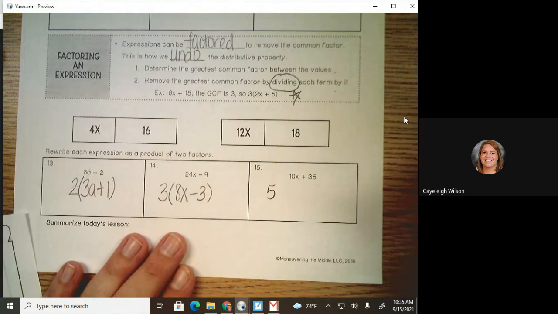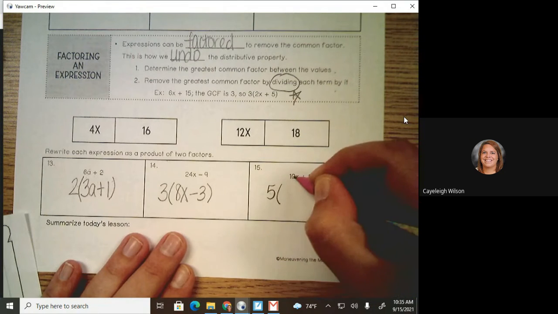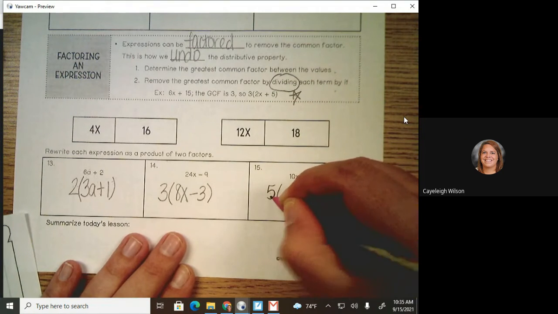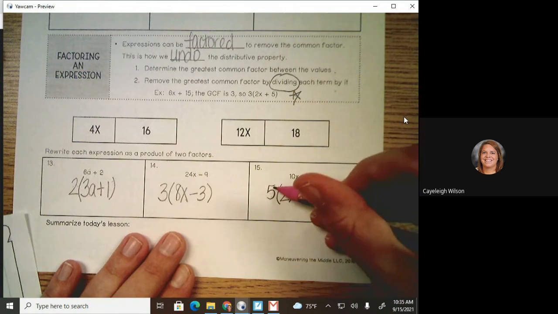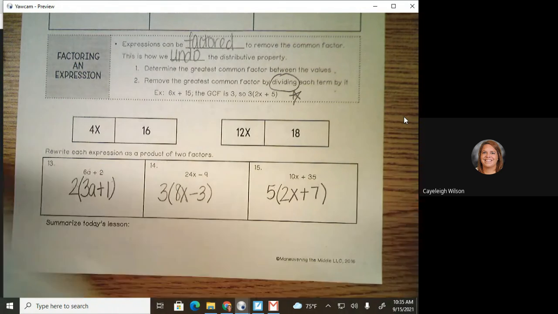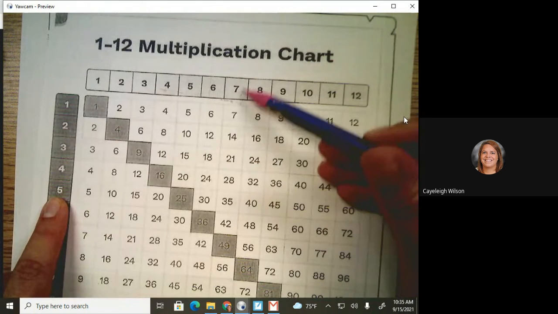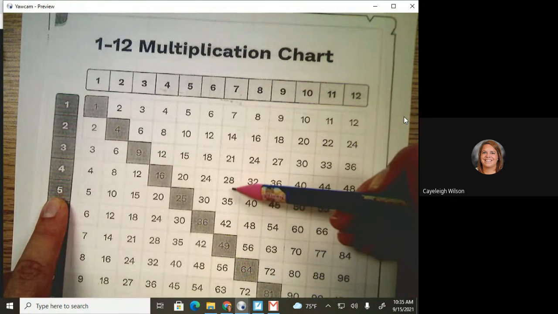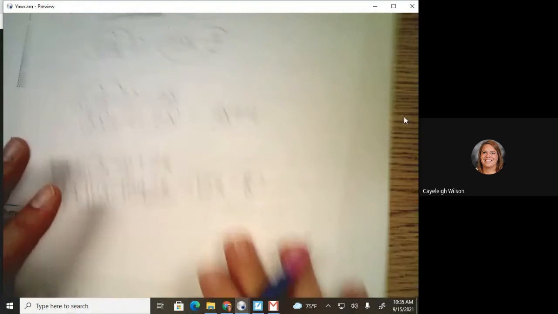Then I'm going to divide that out. So 10x divided by 5. What's 10 divided by 5? 2. So 2x. And this is 35 divided by 5, which is 7. And you can check that. Look on here. Here's 35, and 5 times 7 makes 35. So you can use that. Okay. Why don't you all try this one on your own?